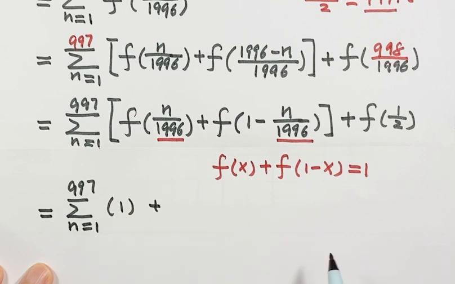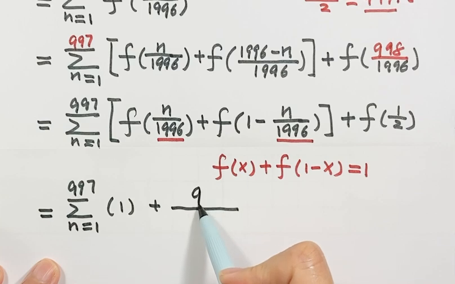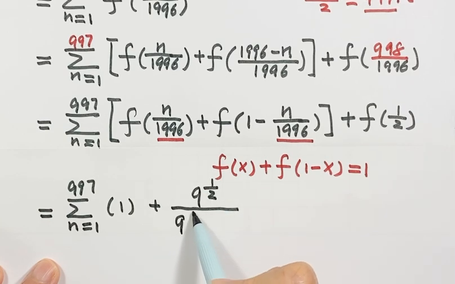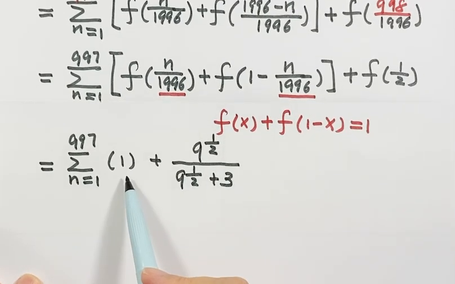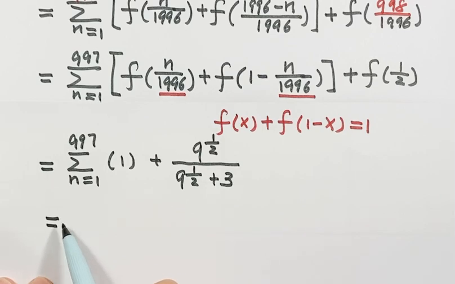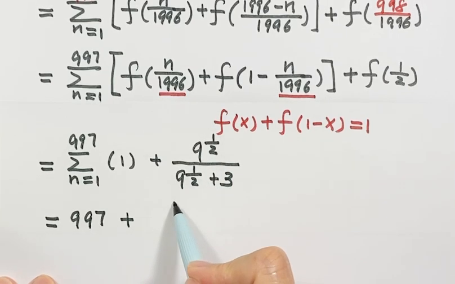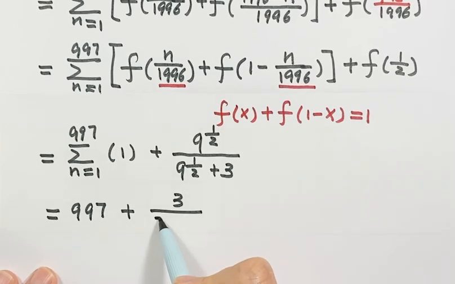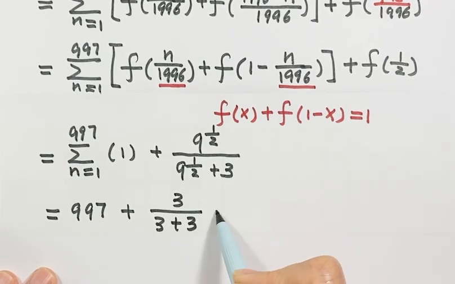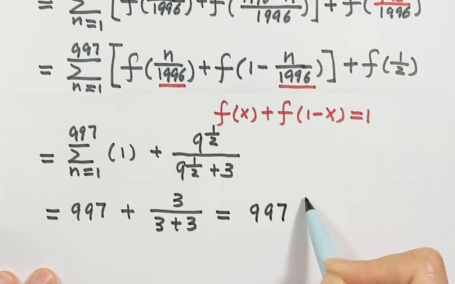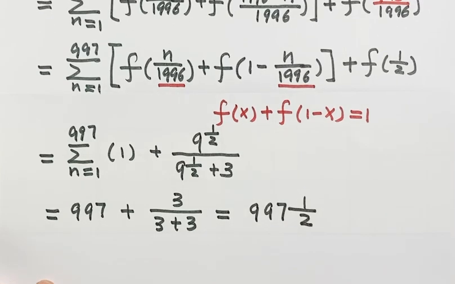Now let's see this one. f of 1/2: just use 1/2 to replace x in the function. So here it is 9 to the power 1/2 over 9 to the power 1/2 plus 3. Because 1 is a constant, this sum just equals 997. 9 to the power 1/2 is the square root of 9, that's 3. So the top is 3, and the bottom is 3 plus 3. Simplify the fraction, just a half. So the answer is 997.5. That is the answer for this question.